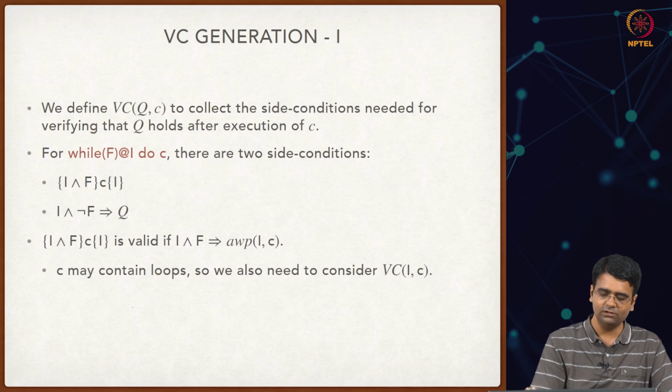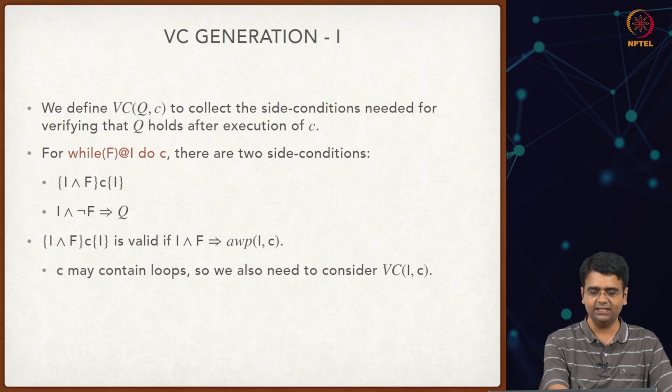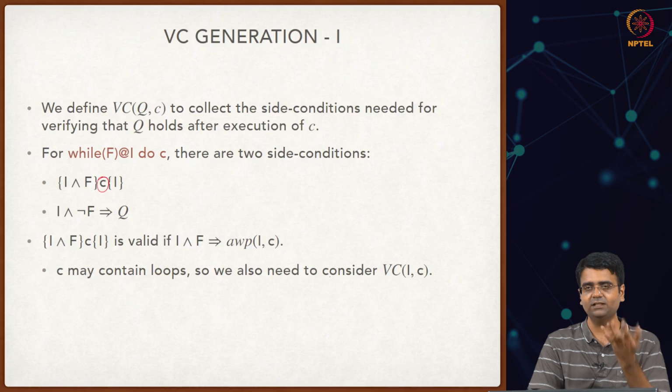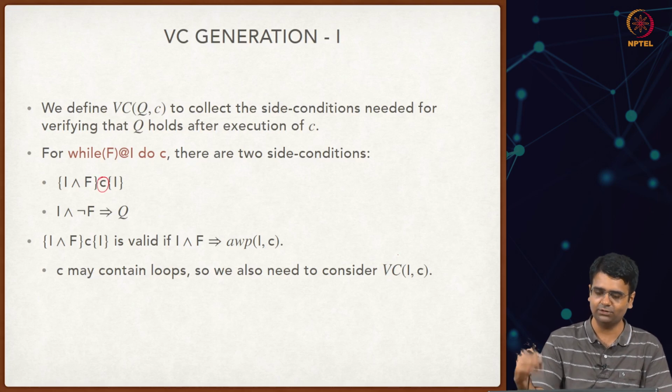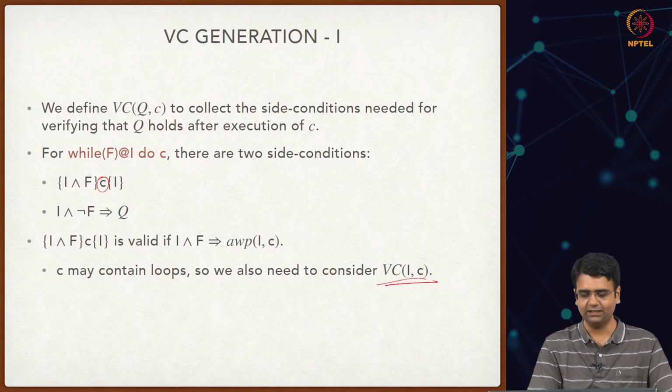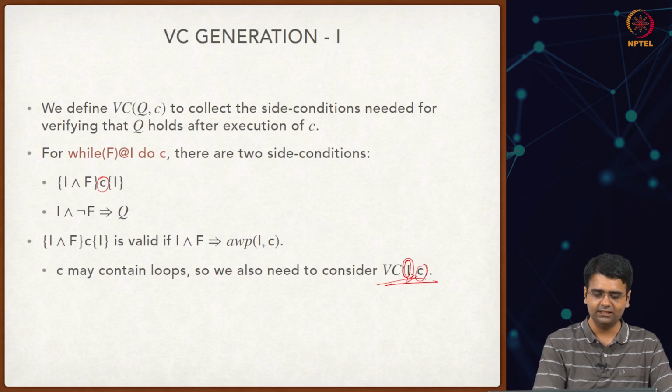Of course, C may also contain loops. C is the body of the loop, but if you have nested loops, then C itself may contain a loop, in which case it will also have its own side conditions. So, for that we also need to consider this VC(I, C). These are the side conditions corresponding to the body of the loop, but with the target being I, because the target set of states is now I, since I want to compute the approximate weakest precondition with respect to I, as I is my postcondition that I want to show.